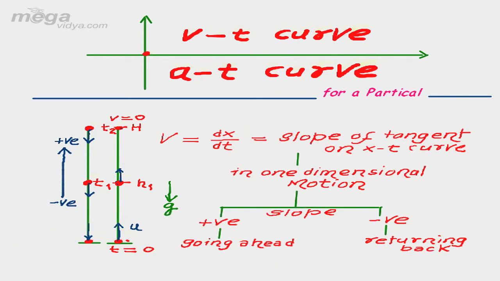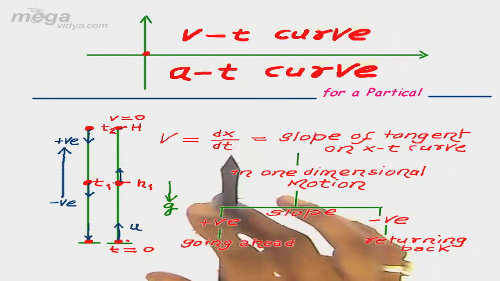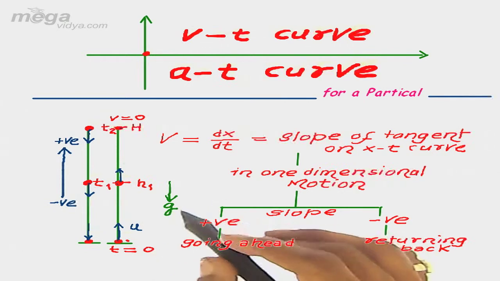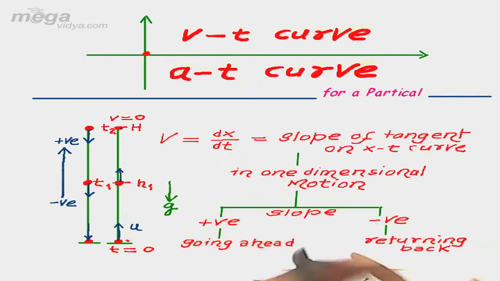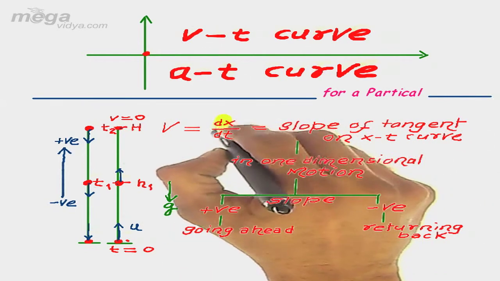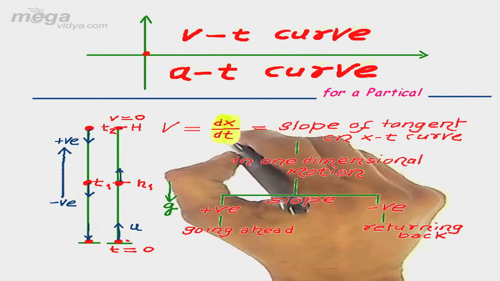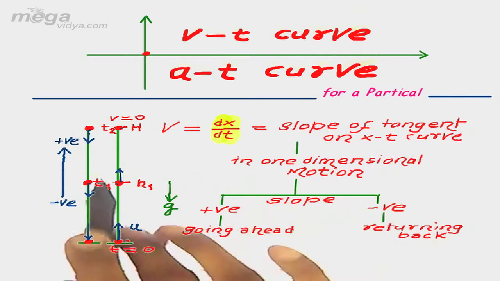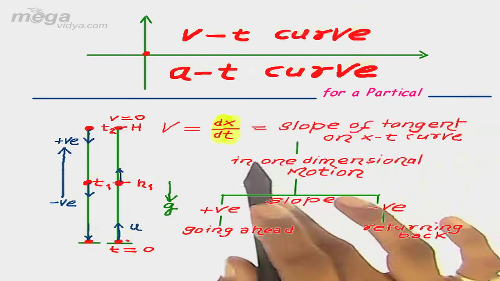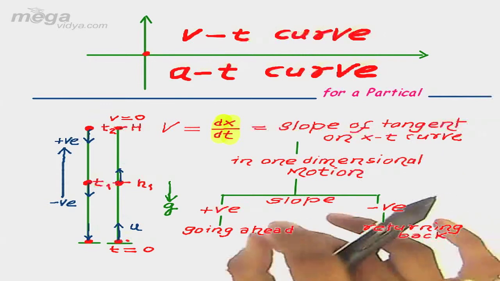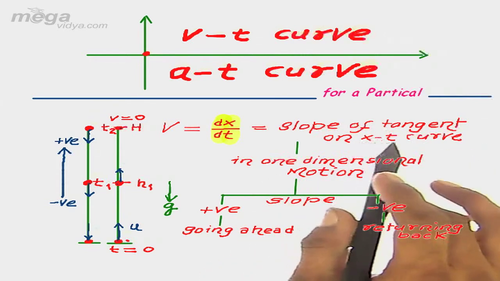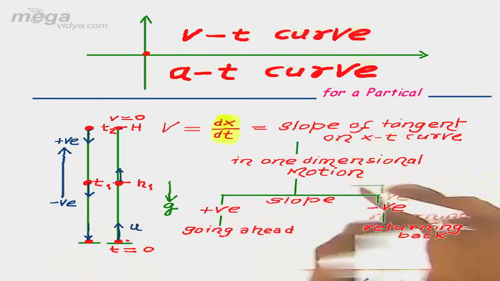To draw the velocity time curve, you must know velocity is defined as the first derivative of position of the particle, meaning dx by dt. Velocity of the particle is defined as the first derivative of position of the particle with time, which can be obtained by taking the slope of the tangent to the position time curve. We have discussed this fact earlier also.